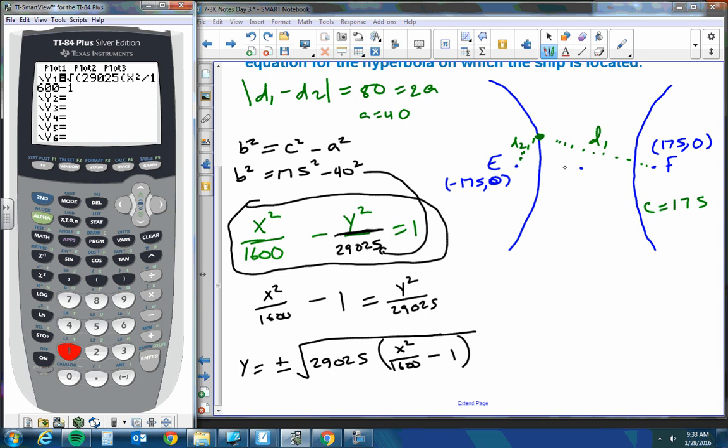Now, we need to set the window. Horizontally, it goes to 175. Vertically, we said b was like 170. So I'm just going to make my window like negative 2-something. I did 200 in previous periods. I'll try 250 and see how that looks.